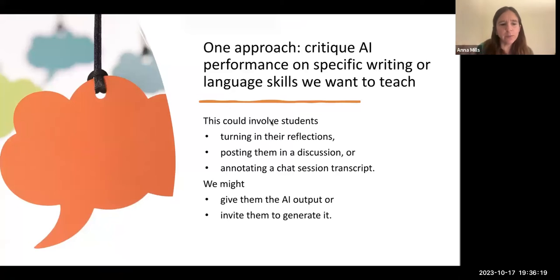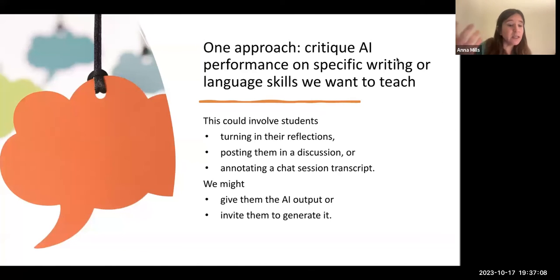So, options for incorporating it more extensively pedagogically. There are so many, but the one that I'm personally drawn to right now, and that I'm going to share some examples of, is to critique AI performance on a specific writing or language skill that we want to teach for its own sake, right? So students are looking at AI output and reflecting on that, whether it's turning it in as a writing piece of its own, or posting in a discussion, or my favorite, social annotation, so they're seeing each other's responses to the chat session transcript.